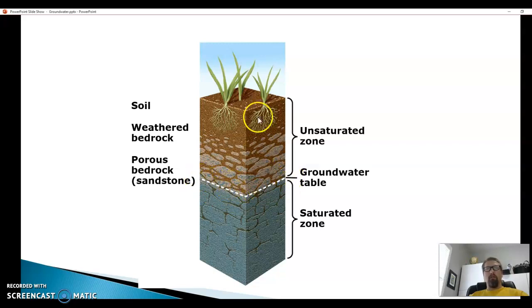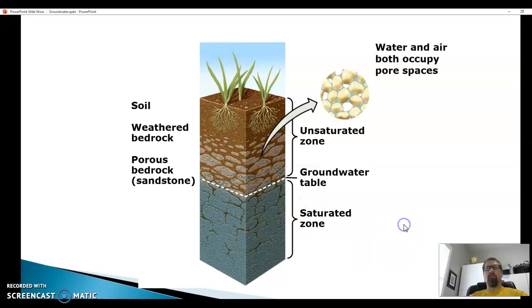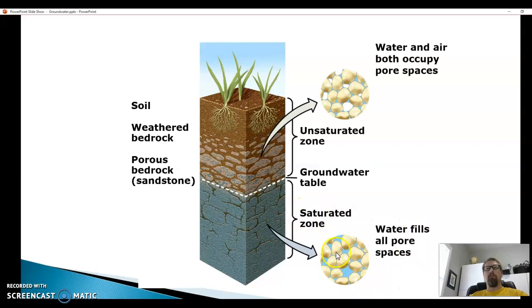So what that means is as the water infiltrates into the ground, it goes deeper and deeper and deeper, pulled towards the center of the earth due to gravity, and so it fills into the saturated zone. And so that's what the saturated zone is. If we look at the pore space there, it's saturated. Water fills up that pore space.